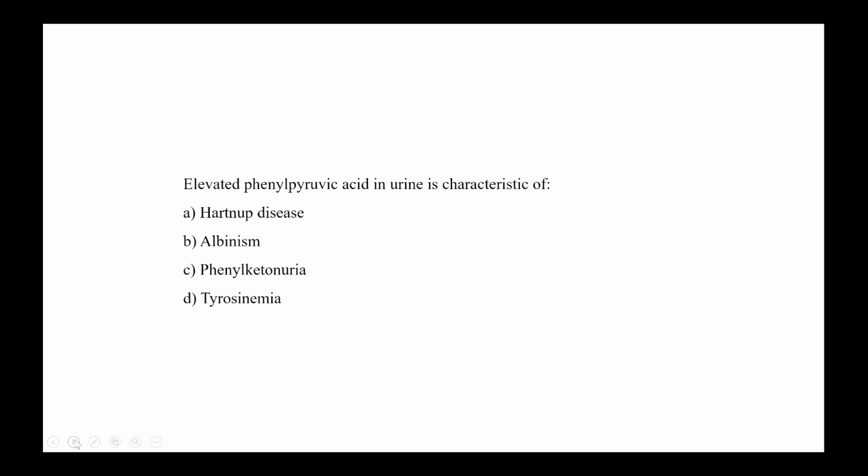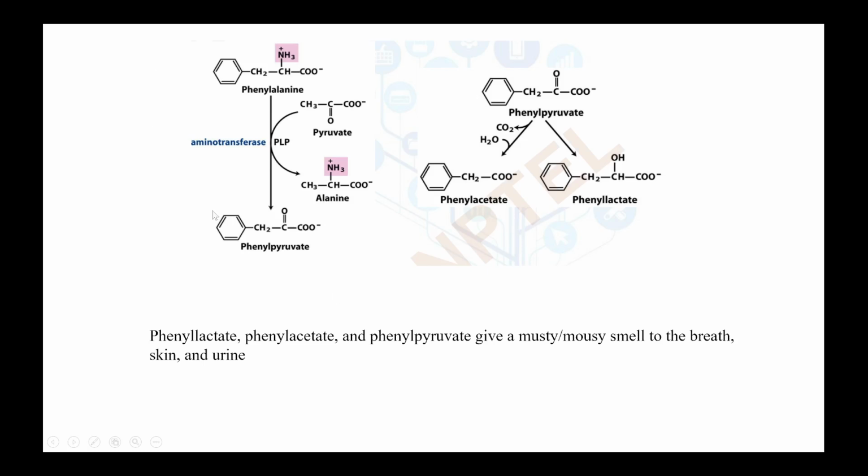So in phenylketonuria, the phenylalanine that is getting accumulated actually gets converted into phenylpyruvic acid. This is the pathway. Phenylalanine transfers its amino group to pyruvate, and pyruvate becomes alanine, and phenylalanine becomes phenylpyruvate. This phenylpyruvate can further get converted into phenyl acetate and phenyl lactate. These phenyl lactate, phenyl acetate, and phenylpyruvate give the mousy or musty smell to the breath, skin, and urine.